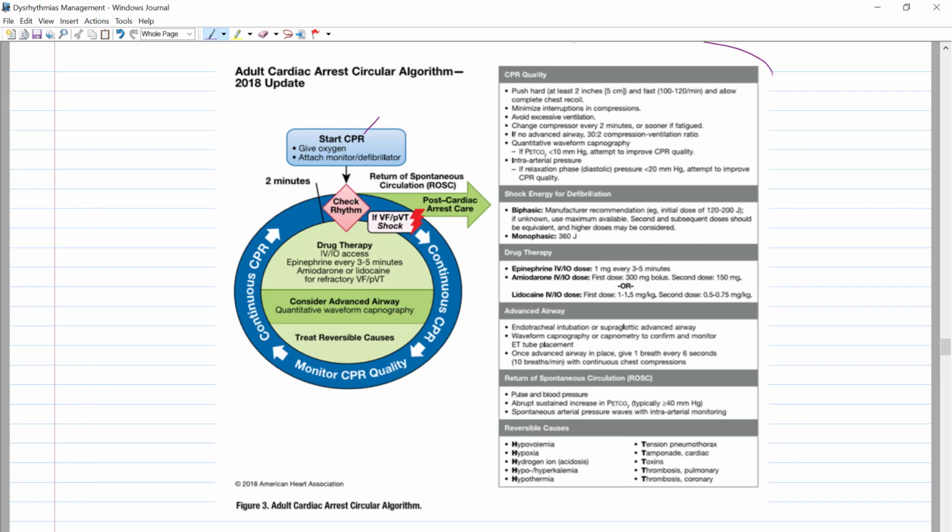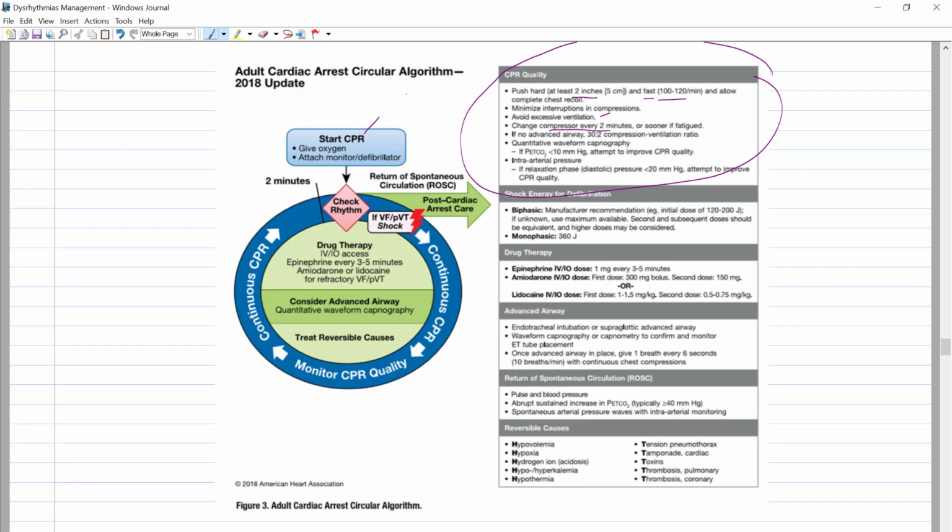And here is a review of the quality of CPR. Okay? You need to push hard and fast, at least 2 inches. Fast, how fast? 100 to 120 per minute. And allow complete chest recoil. No interruptions, or minimize them. Avoid excessive ventilations. Remember, change compressor every 2 minutes because we want to avoid fatigue.